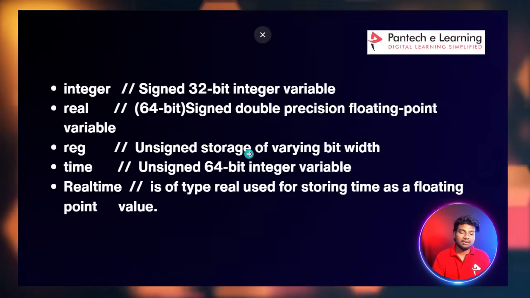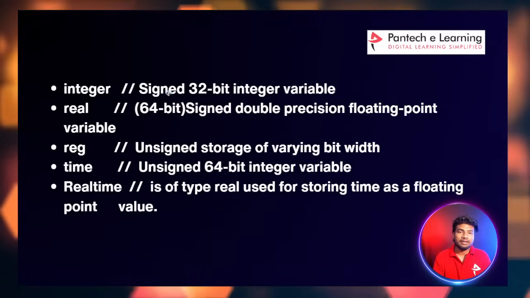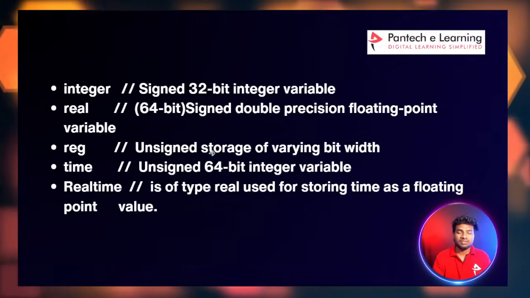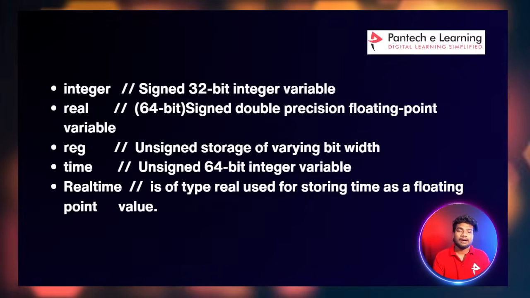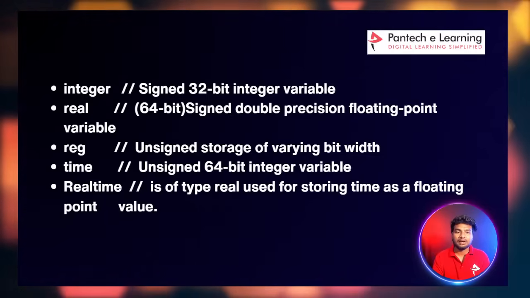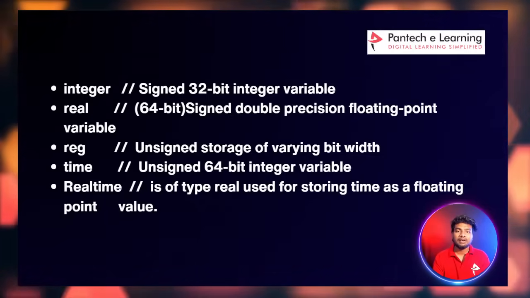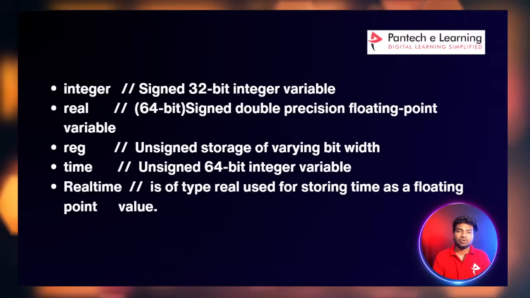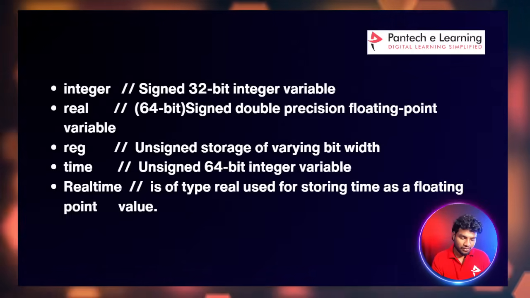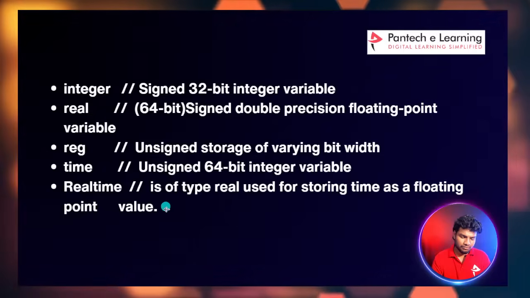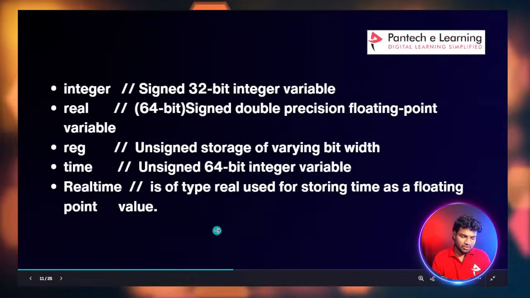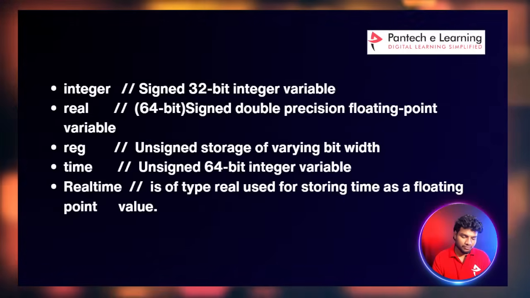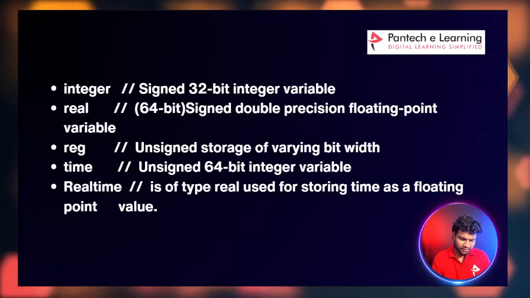Just read these basic definitions and the information about data types. So time is unsigned 64-bit, so you can assign only positive values, but real time is the same, and you can assign floating point values to real time, like 0.1, 1.5 kind of thing. Yeah, you were telling correctly, Muhammad Tawfiq.